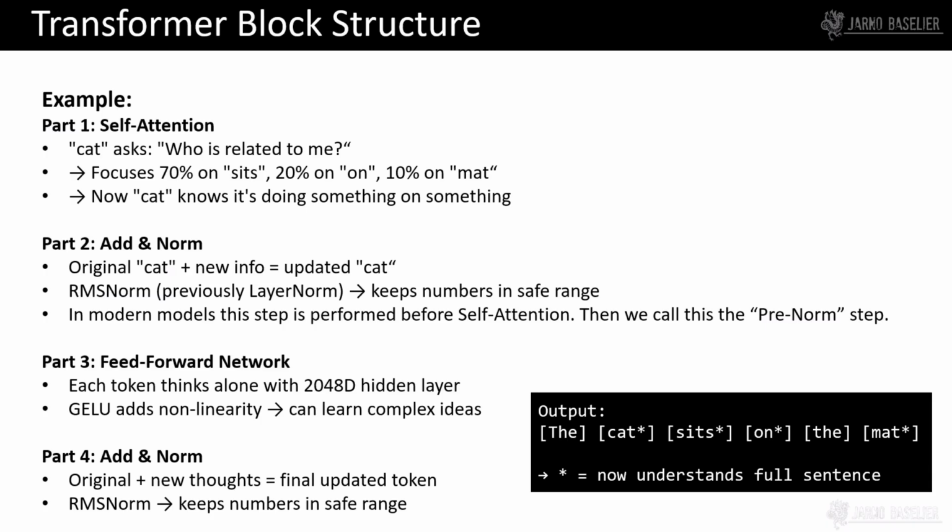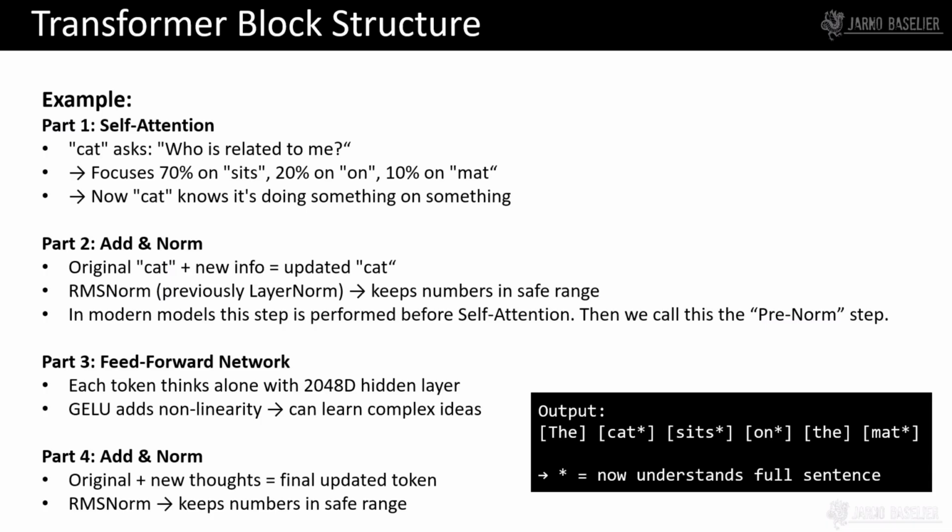It focuses 70% on sits, 20% on and, and 10% on mat, just the scores we have seen before. And now cat knows it is doing something on something: it is sitting. And then we have the add and norm part, where the original cat plus the new information gives the updated cat, and RMS norm keeps the numbers in a safe range. In modern models, this step is performed before self-attention, and we call this the pre-norm step.